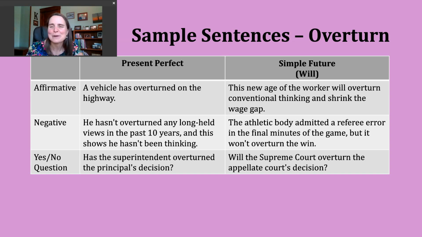The nice thing, though, about making sentences in the simple future is that our structure stays the same no matter what our subject is. So, in the affirmative or with positive sentences, start with your subject, use will, and then use the base verb. No special endings on the verb here. Here's an example. This new age of worker will overturn conventional thinking and shrink the wage gap.